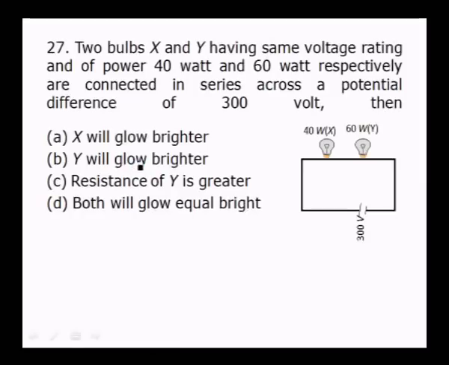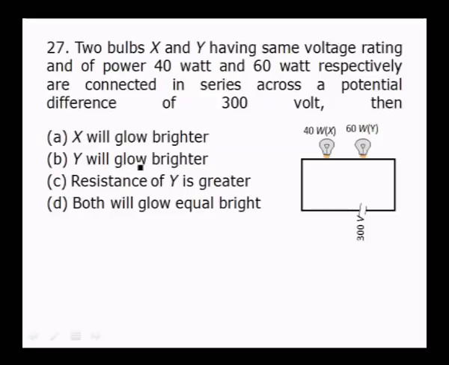Question number 27. Two bulbs X and Y having the same voltage rating and the power 40 watt and 60 watt respectively are connected in series across a potential difference of 300 volt. Then A, X will glow brighter, B, Y will glow brighter, C, resistance of Y is greater, and D, both will glow equally bright.